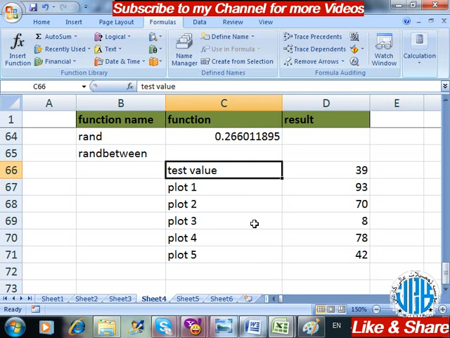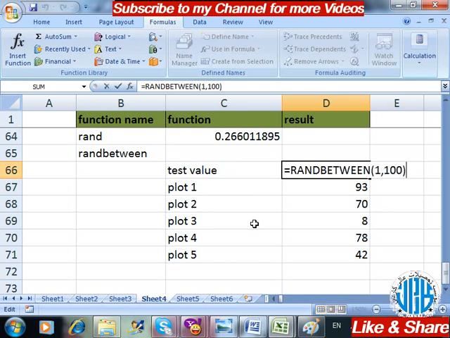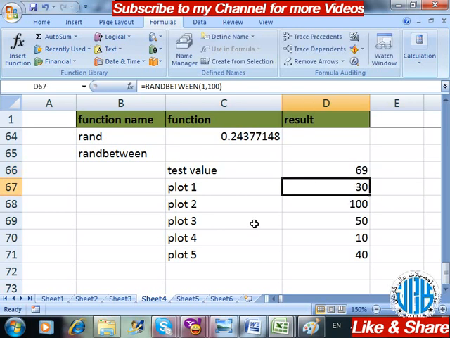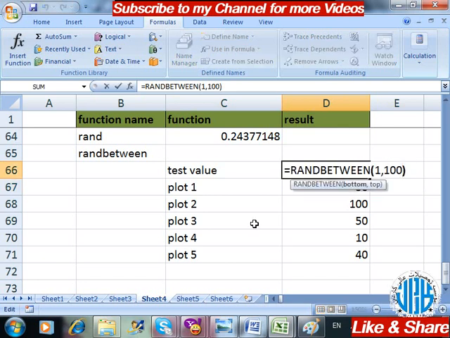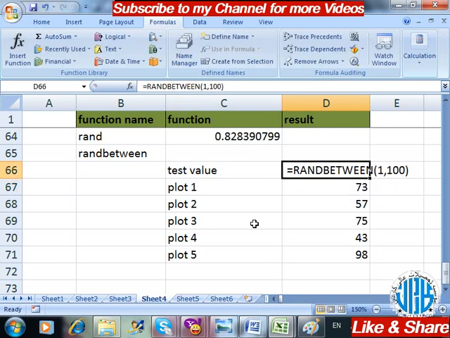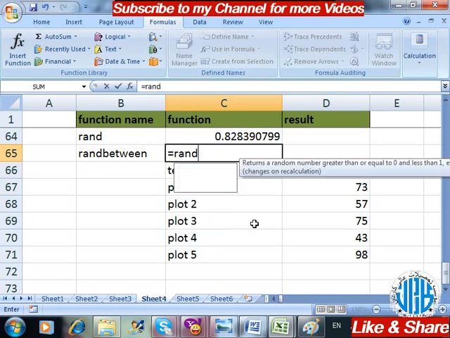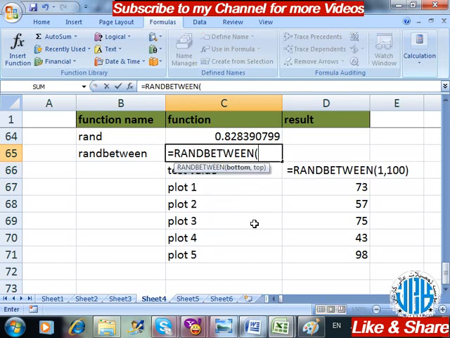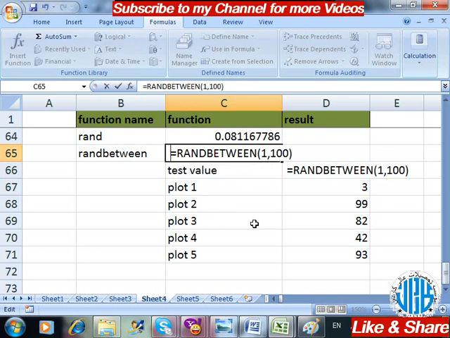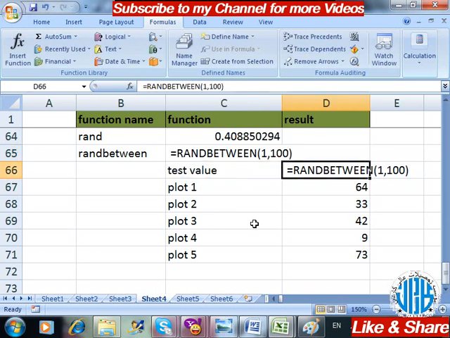So RANDBETWEEN function is simple. Here RANDBETWEEN, and if you enter, next time you can see that the numbers are going to be changed. Nobody can say what is the next number. This is between 1 and 100. You write is equal to RANDBETWEEN, bottom value 1, top value 100. Closing bracket and enter that. So right now every time the number is going to be changed. That is a RANDBETWEEN function.